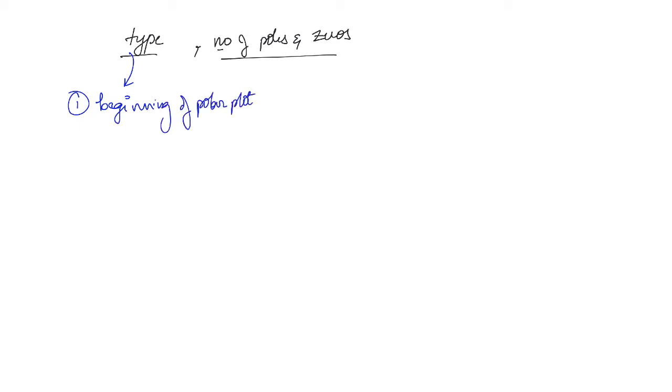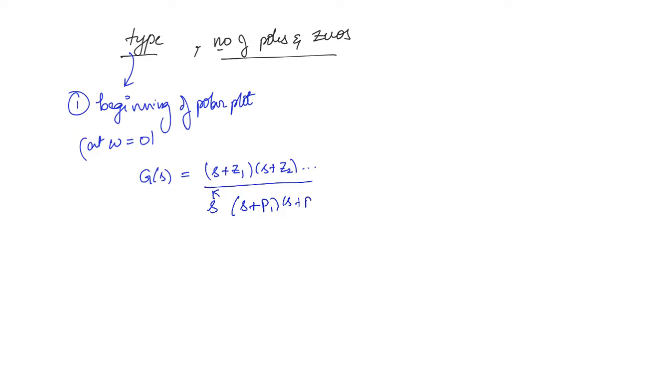That means at zero frequency. Say the transfer function is given by s plus z1, s plus z2 and so on, divided by s power k into s plus p1, s plus p2 into so on. So what is k here? K is the type, it is the order of poles at origin. Now what will be the frequency response? Frequency response is when s is equal to j omega.